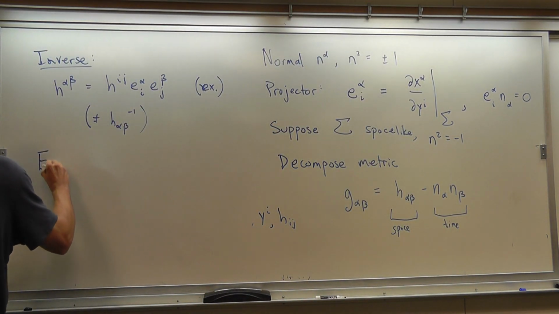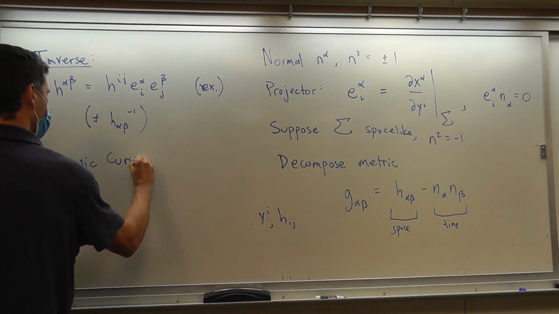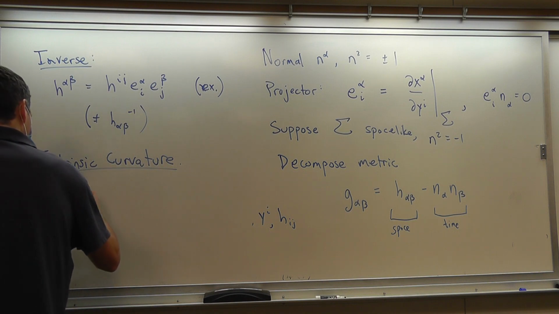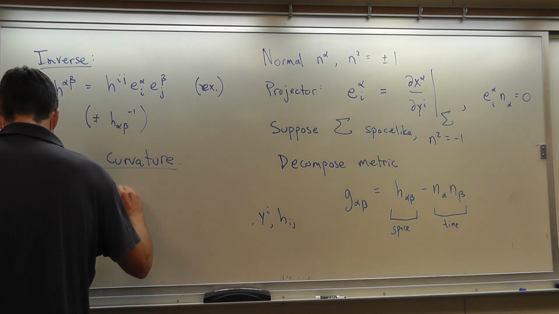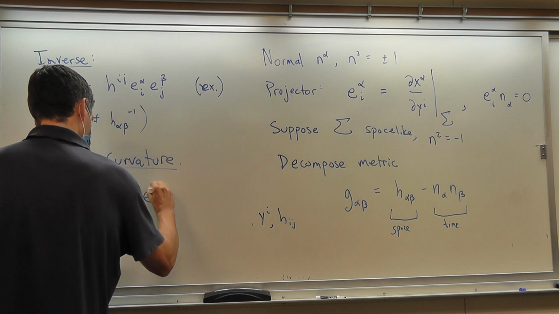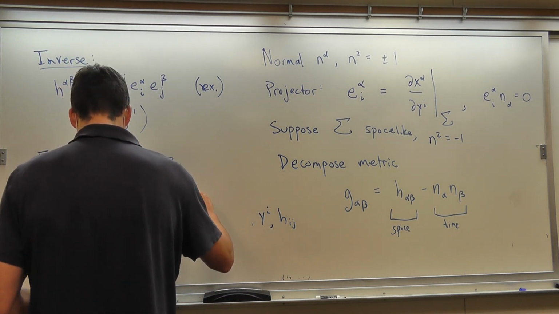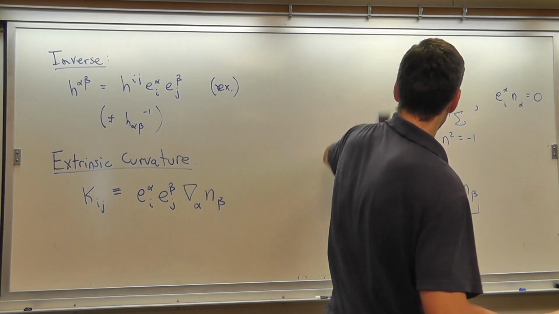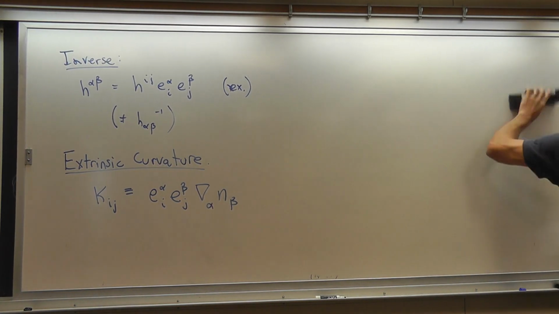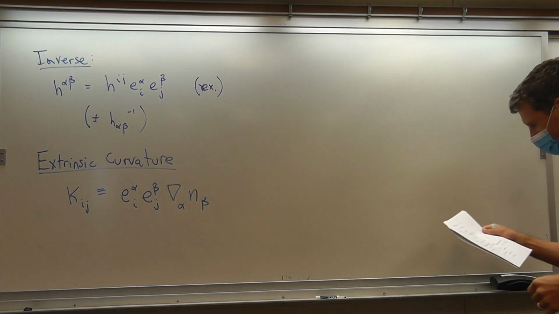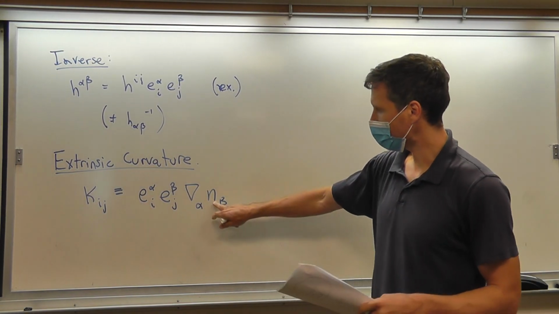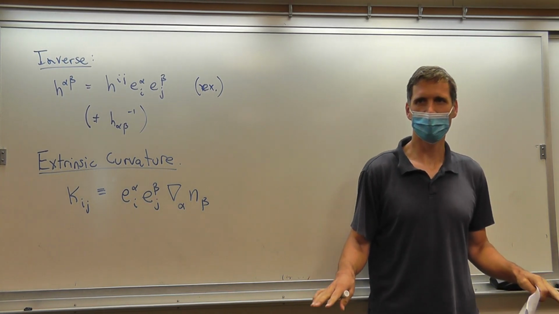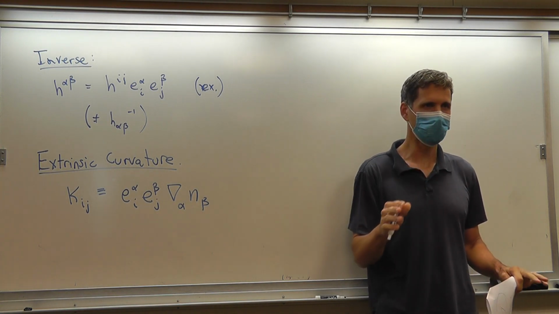Now I can define what I'm trying to get to here, which is the extrinsic curvature. The extrinsic curvature Kij is defined as Ei alpha, Ej beta, grad alpha of n beta. This is a little tricky because every source gives a different definition of the extrinsic curvature. If people are being careful, they're all basically equivalent, but slightly different.